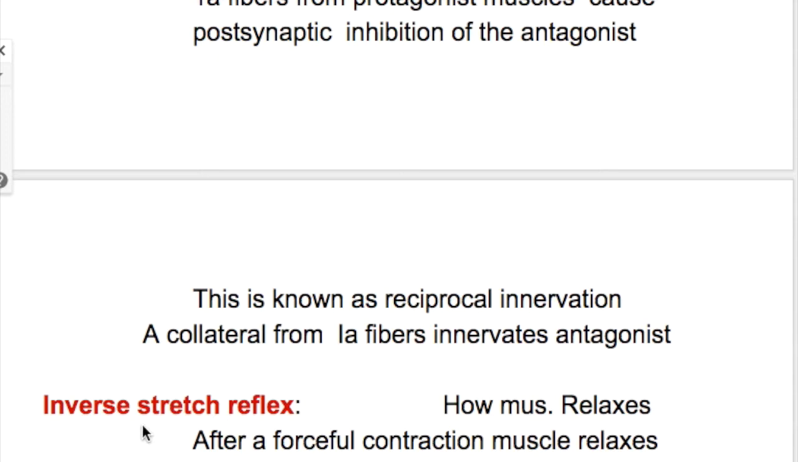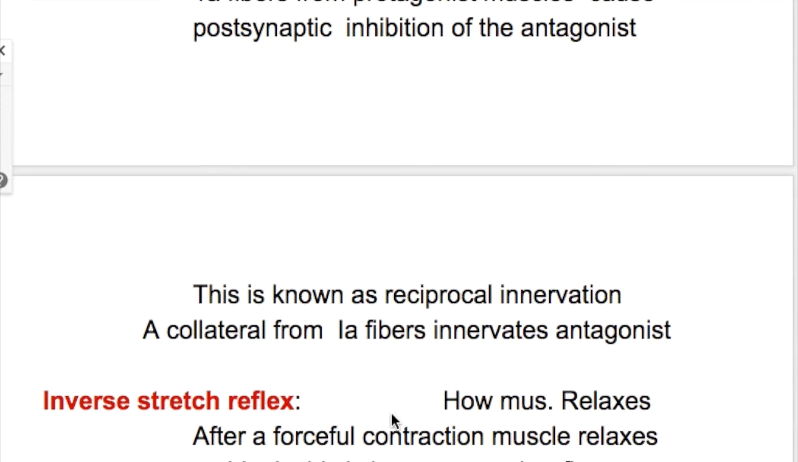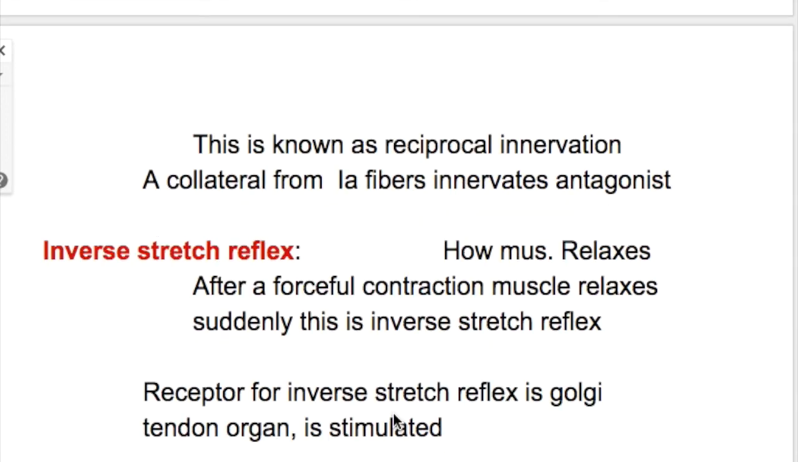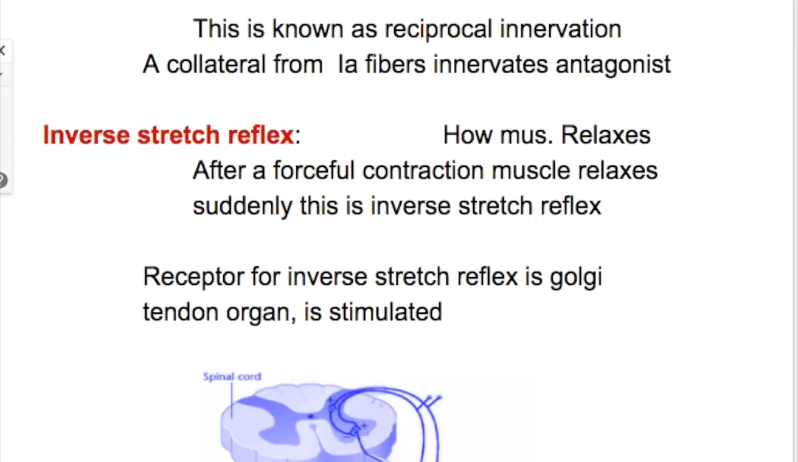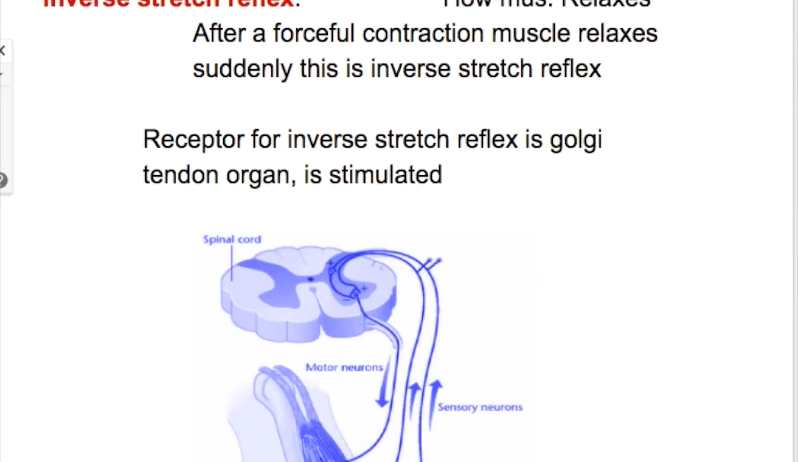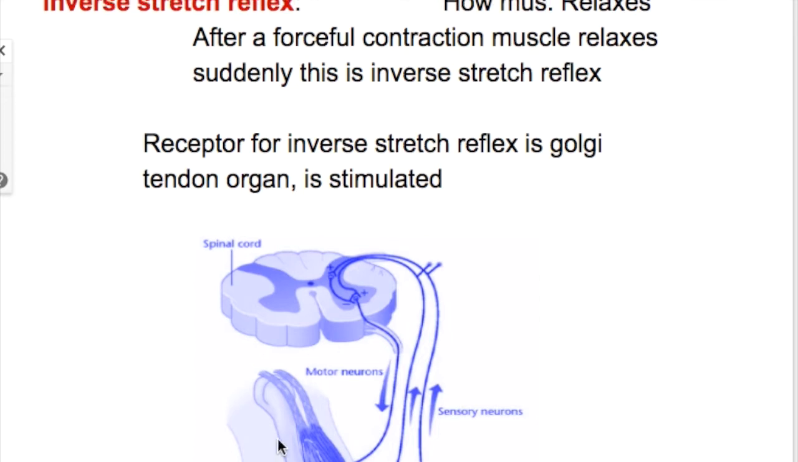And what's inverse stretch reflex, or how a muscle relaxes after contraction? After a forceful contraction, the muscle relaxes suddenly. This is inverse stretch reflex. The receptor for the inverse stretch reflex is a Golgi tendon organ, and this is stimulated as a result of muscle contraction.